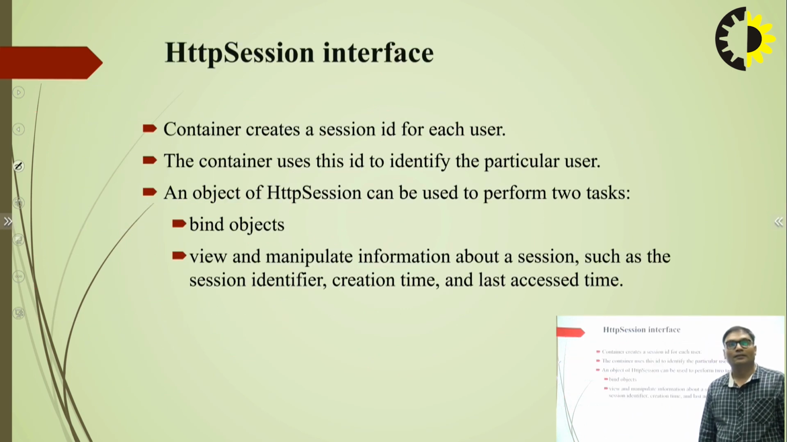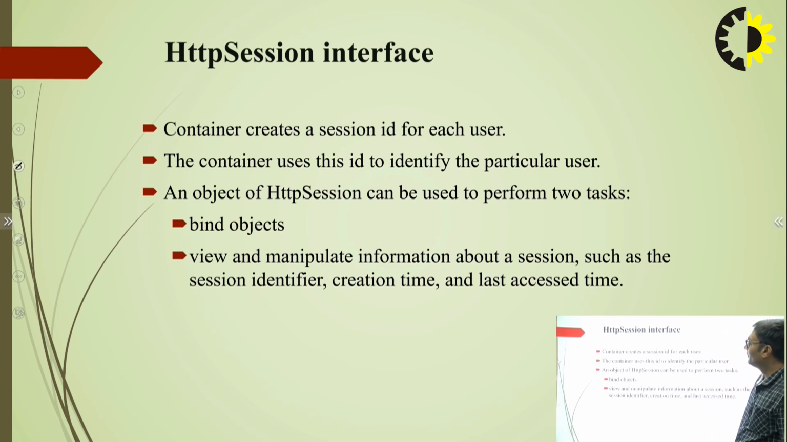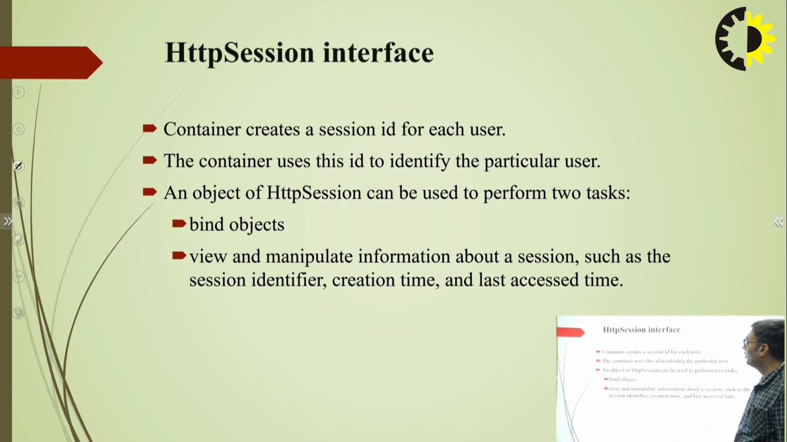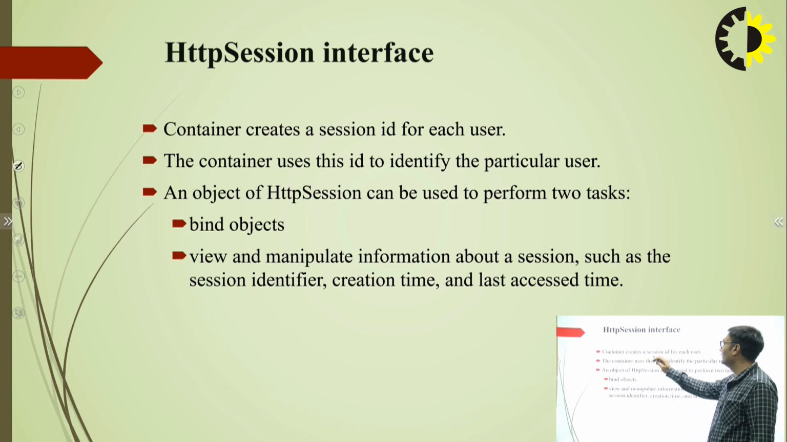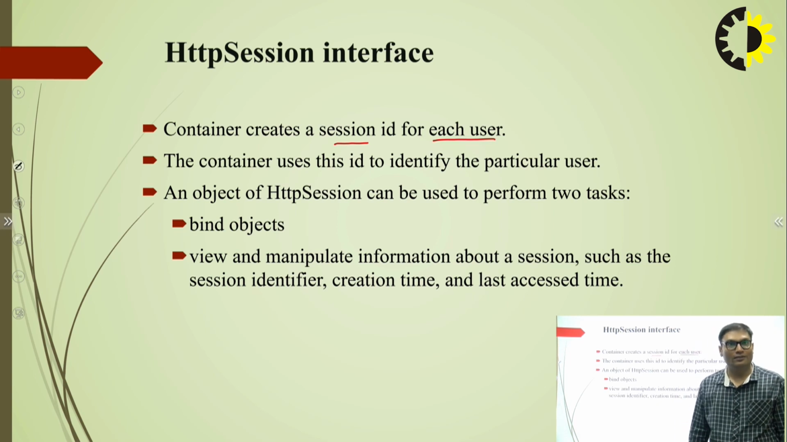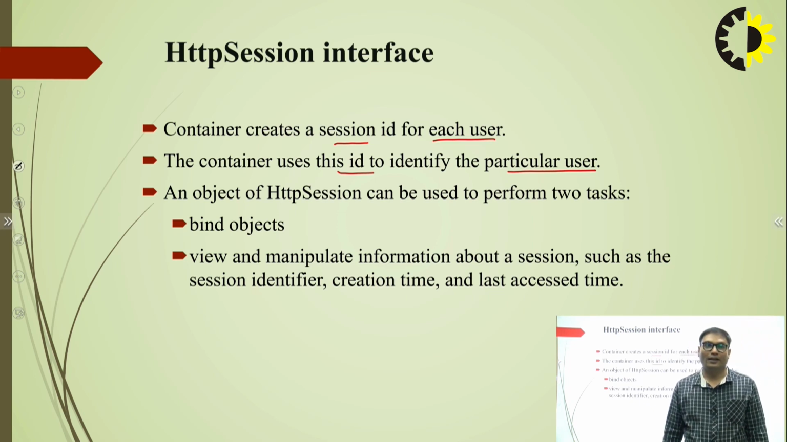Now, the second type of method for session tracking is the HTTP session interface. So what is the HTTP session interface? It is a container that creates a session ID for each user. When a transaction goes from the client to the server, a session ID will be created for each user. The container will use this ID to identify the particular user. So the user will be identified with the session ID.